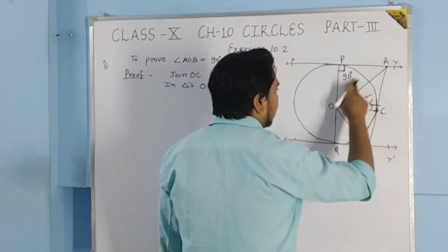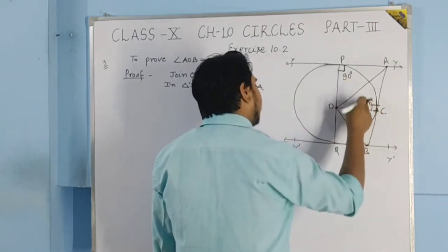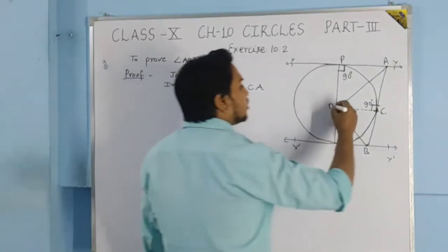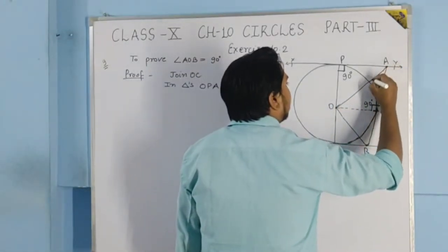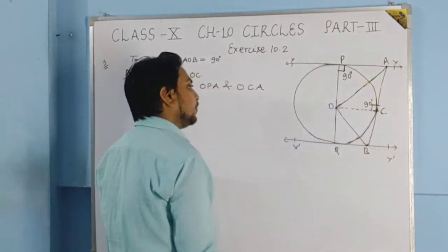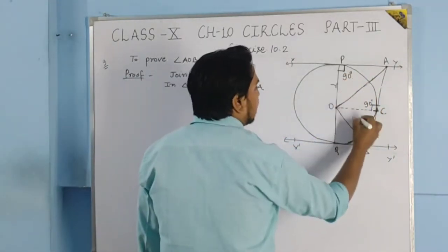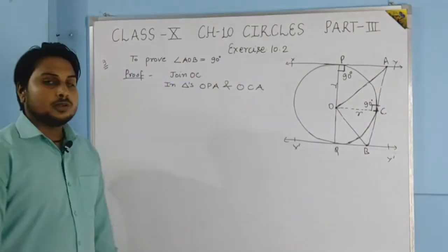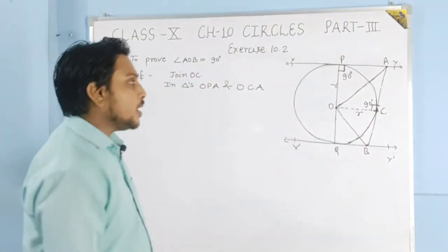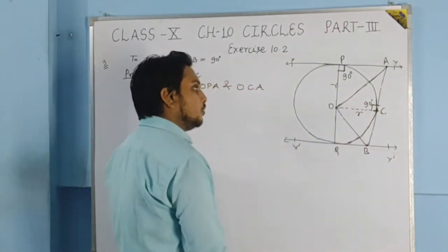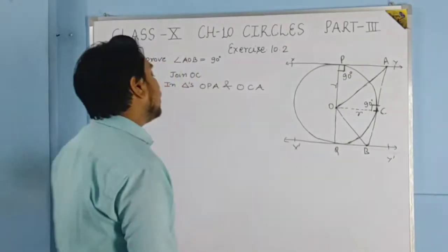So two triangles are there, and one angle is 90 degree. One side is common, which is the hypotenuse for both of the triangles, and these two sides are the radius of the circle. So students, can we say from RHS property that these two triangles are congruent? Yes, we can say it.